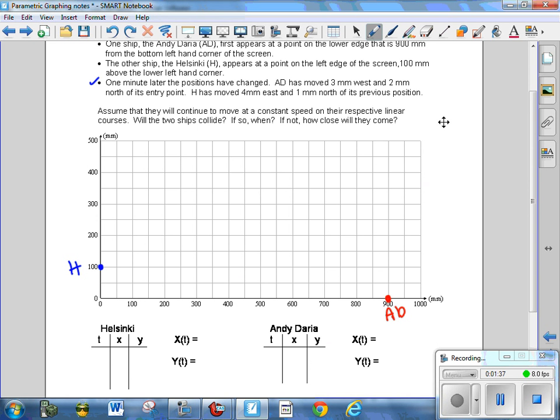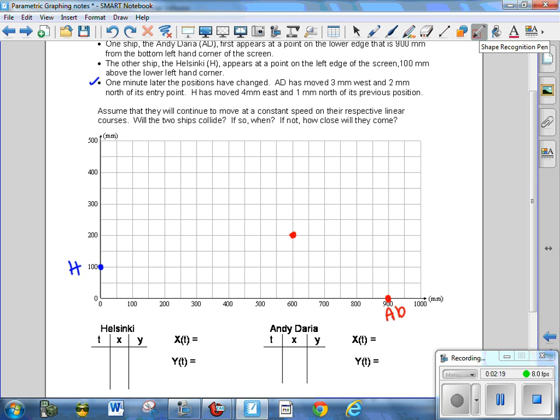Okay, so it's going to be very difficult, with a scale where each block equals 50, to draw 3 millimeters west and 2 millimeters north. But if it's continuing at a constant rate, then if it goes 3 millimeters west and 2 millimeters north in 1 minute, then in 100 minutes it should be 300 millimeters west and 200 millimeters north. So that's what I'm going to draw: 300 millimeters to the west and 200 millimeters to the north. Then we should be right here, 100 minutes away from the time it first got on the screen.